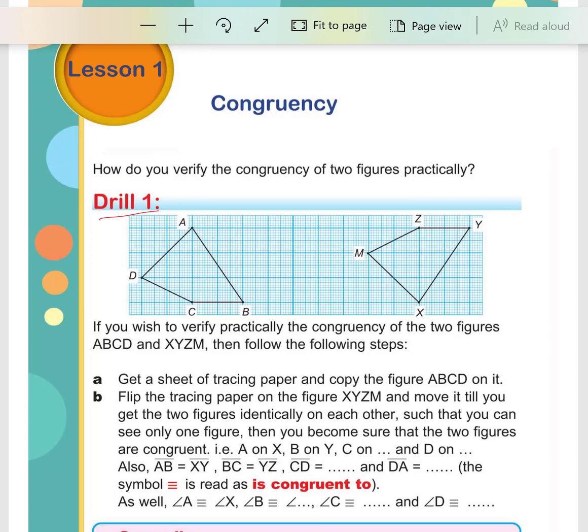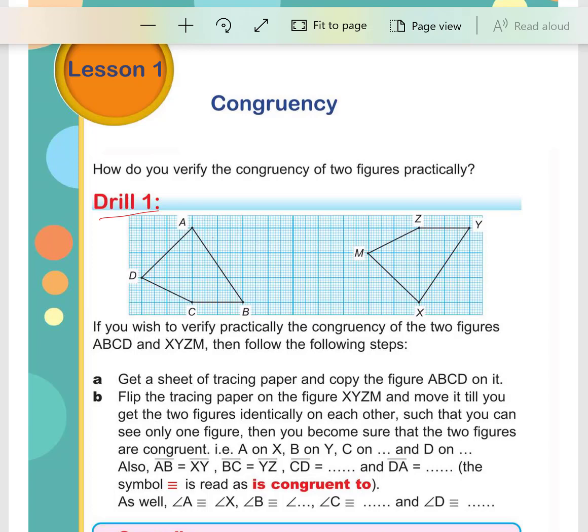And all of us know that also angle A equals angle X in measure, angle B equals angle Y, angle C equals angle Z, angle D equals angle M.